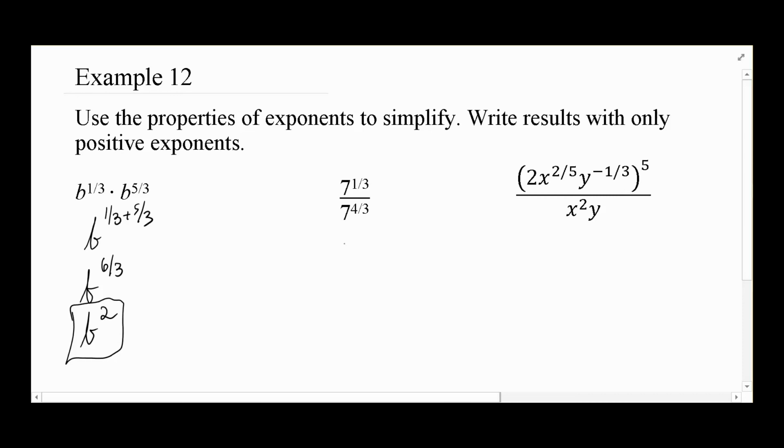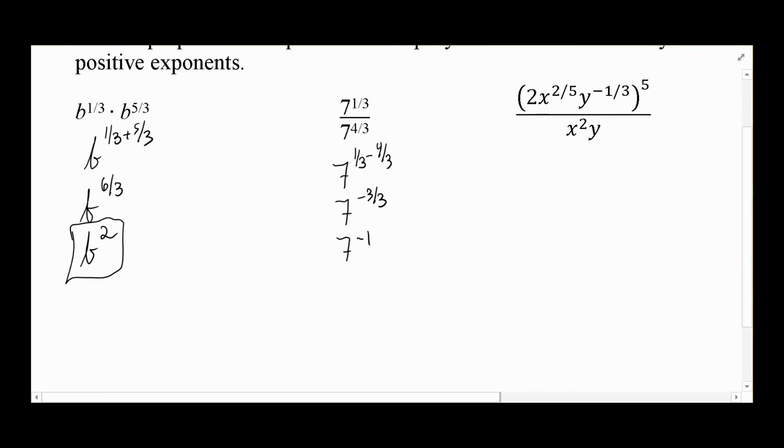On this next example, we have 7 to a power over 7 to a power. We can have a base that's a number, and that's perfectly fine. Our rule here is that we're going to subtract the powers. 1/3 minus 4/3 is negative 3/3 or negative 1. But instead of a negative exponent, we're going to rewrite this. A negative exponent means to take the reciprocal of the base. And there's our answer for that one.